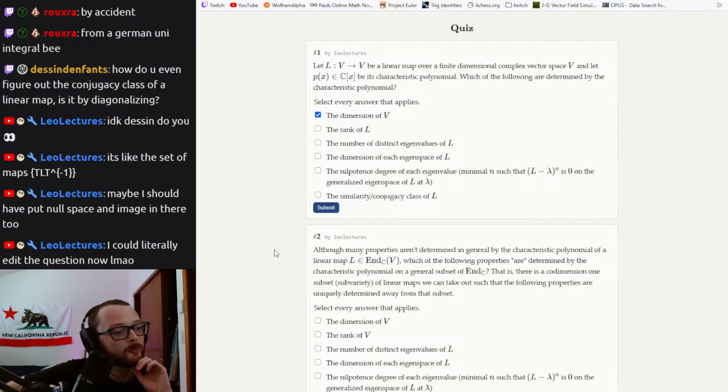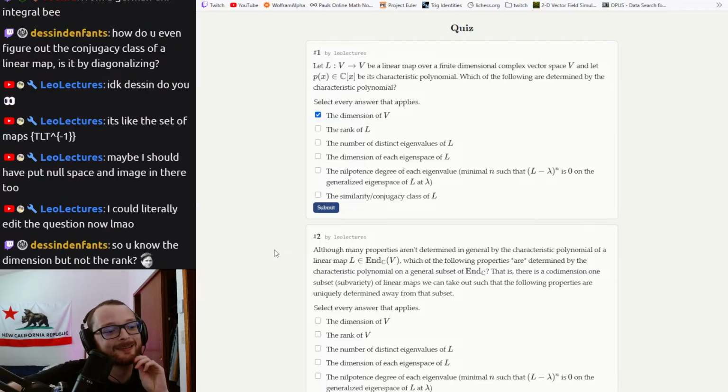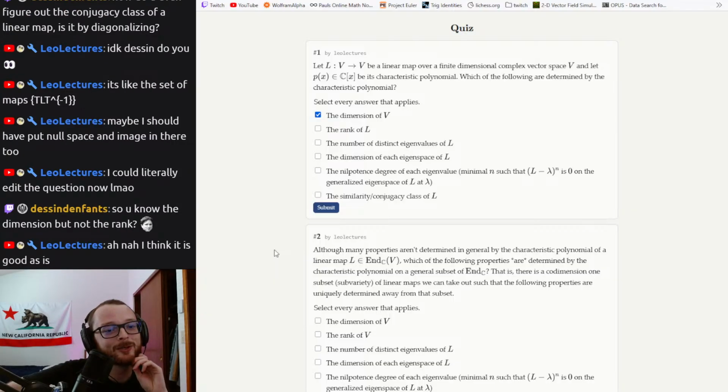It's like the set of maps TLT inverse. Oh, okay. Literally added the question now. Null space and image in there too. I know the dimension, but not the rank. I mean, you cap at that, so I'm maybe missing something obvious, but that's what I'm thinking. Well, it's kind of like if there are no 0 eigenvalues, we do know the rank of L, but if there are 0 eigenvalues, I'm not sure if we do.